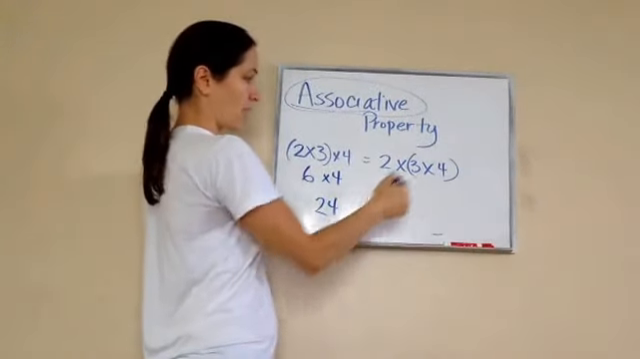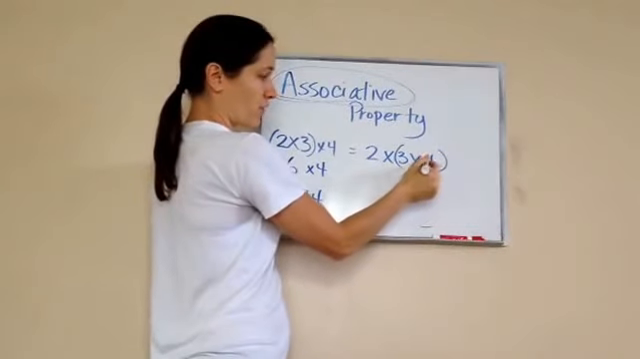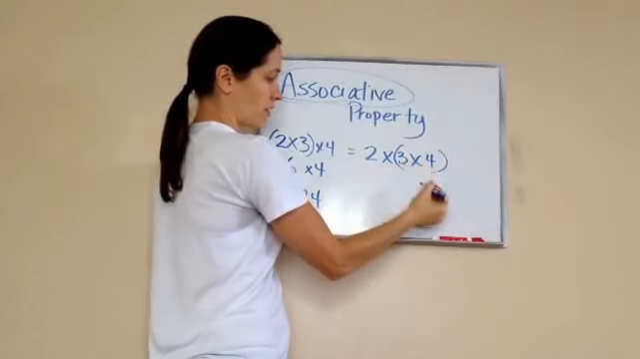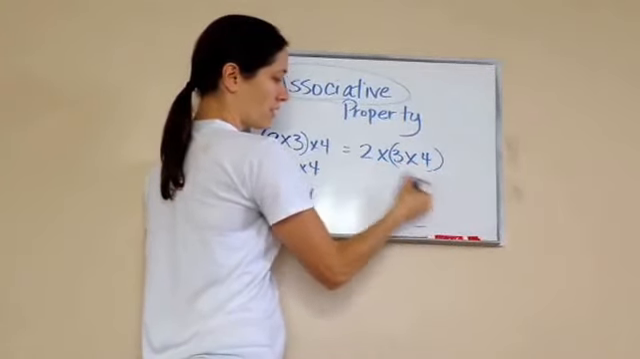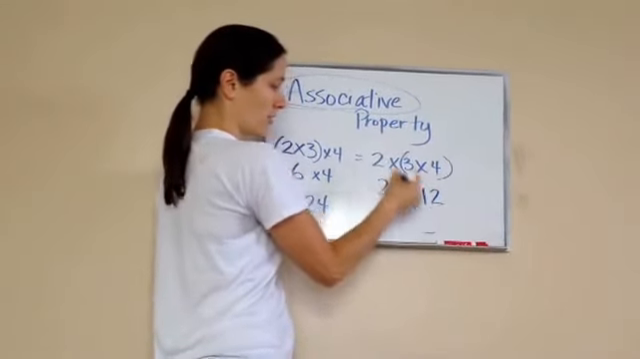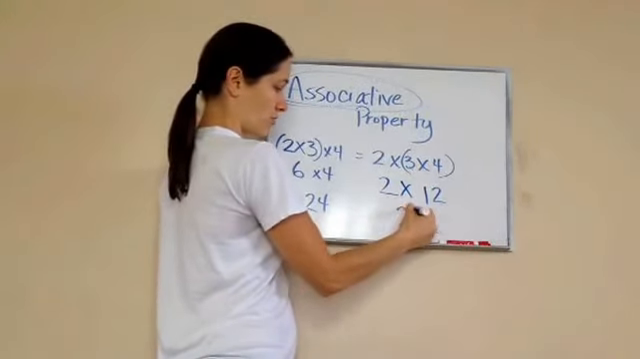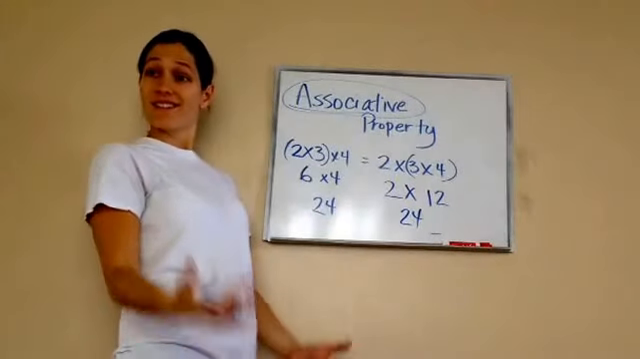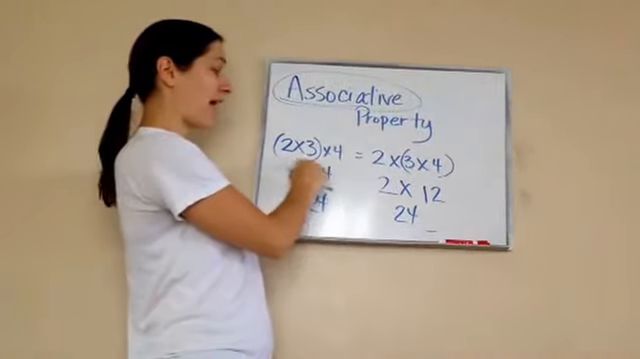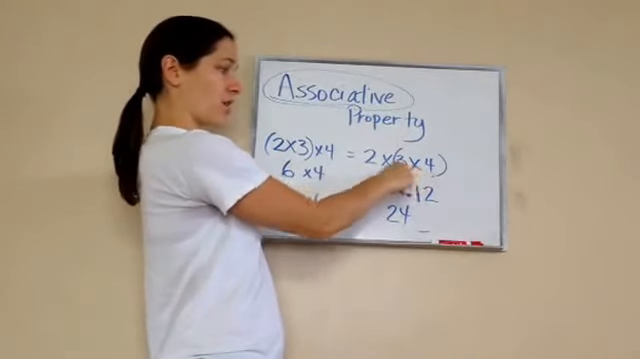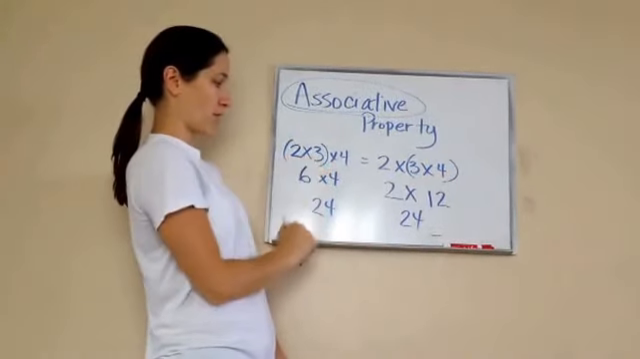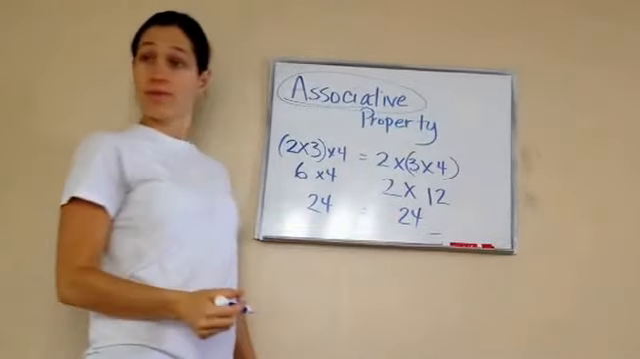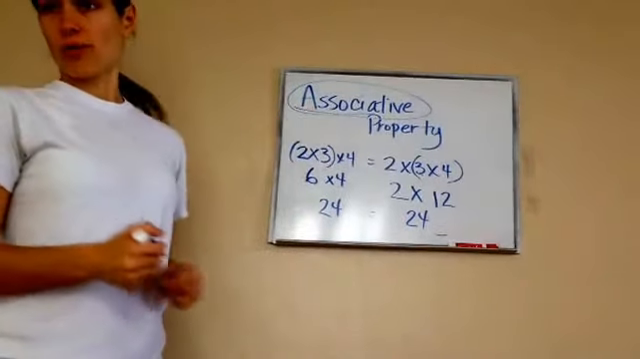Here, let's do the parentheses first. 4 times 3, 12. 12 times 2 is 24. What do you notice? Same answer. So no matter how we group these together, associate with one another, you're still going to get the same answer. Okay? And that's what the associative property is about.